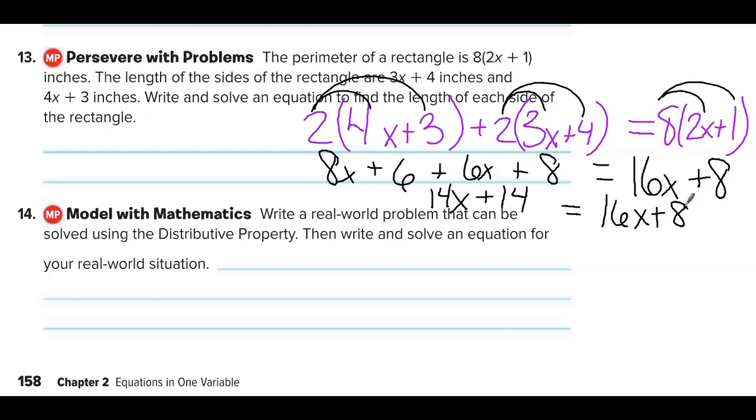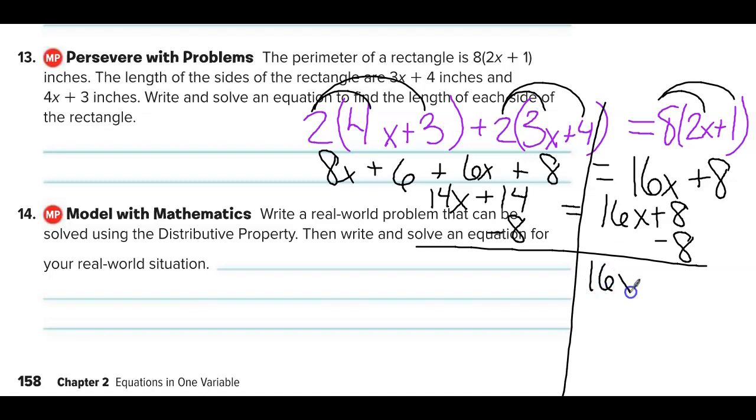Subtract the 8. You want me to subtract what? Subtract 8. So if I subtract 8, I have to subtract it with the regular 14, not the 14x. So on this side, I have 16x. 14 minus 8 is 6. And I still have 14x. Then we subtract 14x with the 16x.